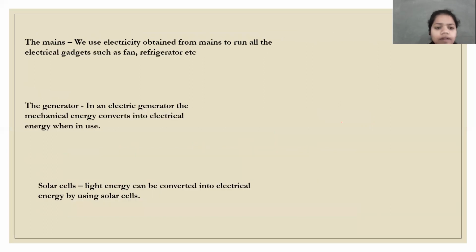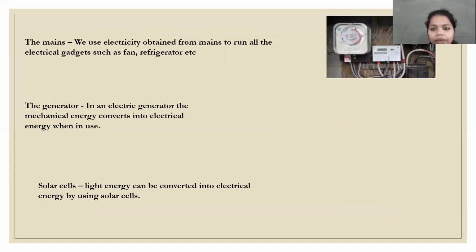The next few sources of electricity we are going to see, the number one is mains. Mains means at home, the electric supply to our gadgets like fan, refrigerator, etc. are given through the mains. It is where the electric meter is connected. The meter counts our usage, how much electricity we are consuming. And from there comes the main supply to our house and it is known as mains.